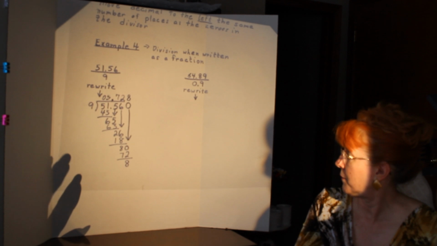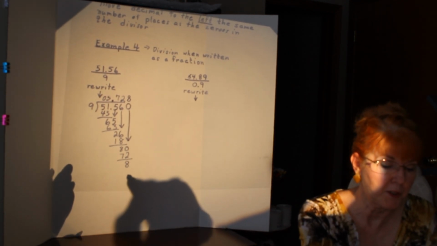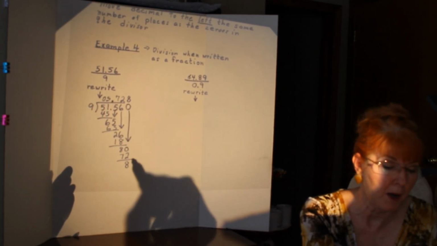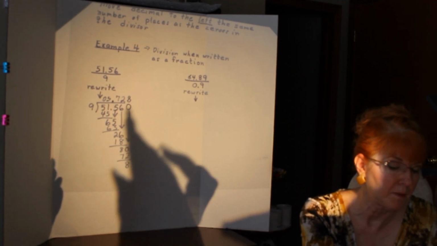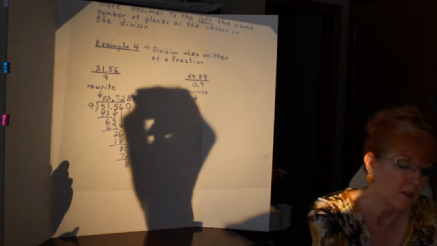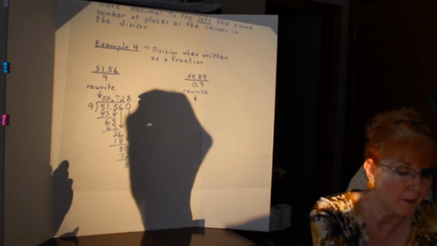Once you get that far, I could add another 0, but I'm going to end up back in the same spot, right? Because I have 80 here, 8 is 72, so it just keeps going. So that is just going to be dot, dot, dot.